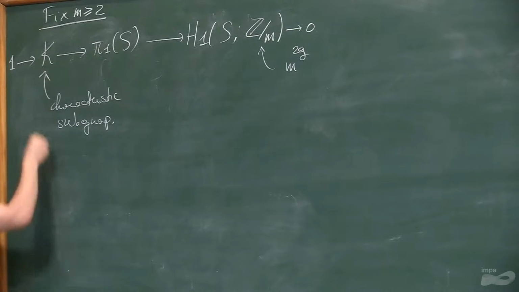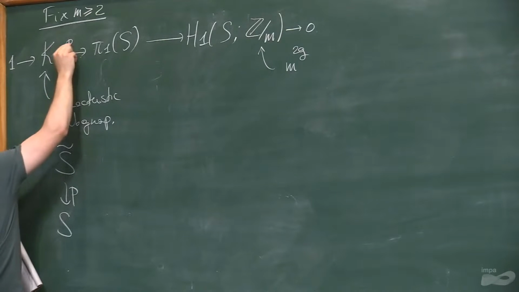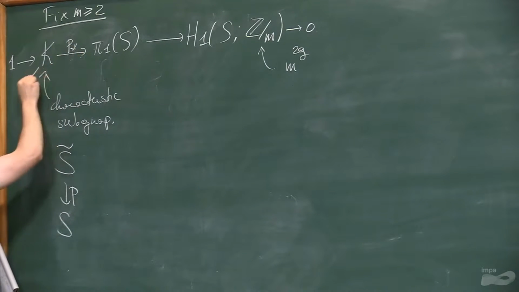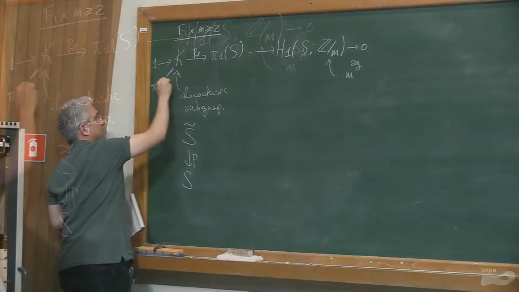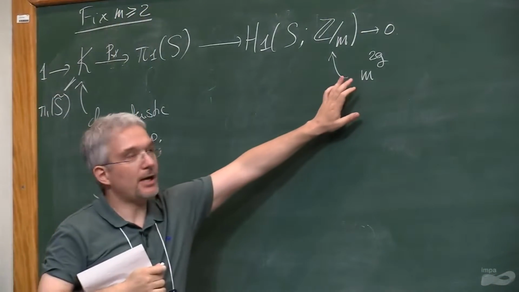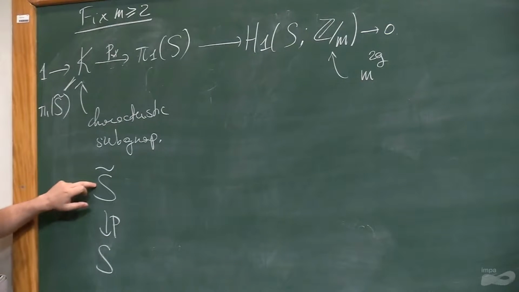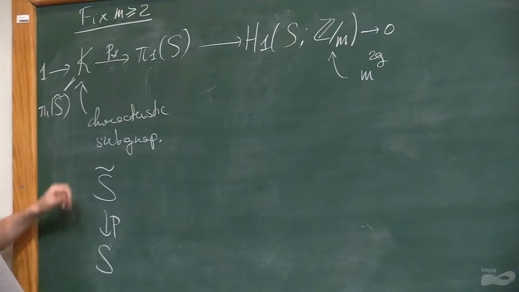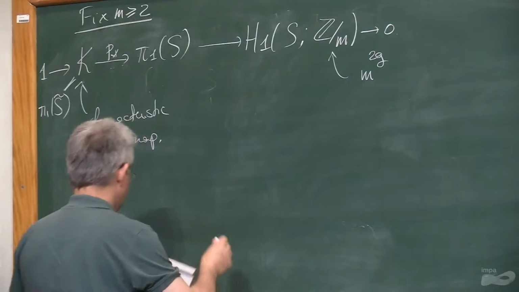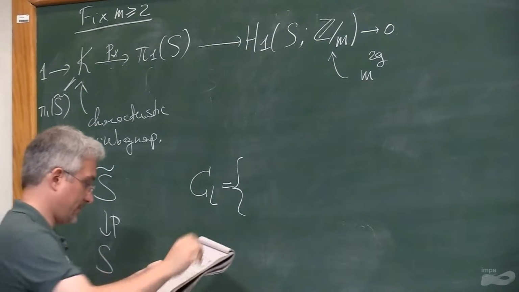So we construct the cover in such a way that this is exactly the fundamental group of S tilde. So this is a cover of degree m to the 2g. And what we can do, we can count curves here which come from simple curves upstairs, for example. So let's take C_L. Let's call it this way.